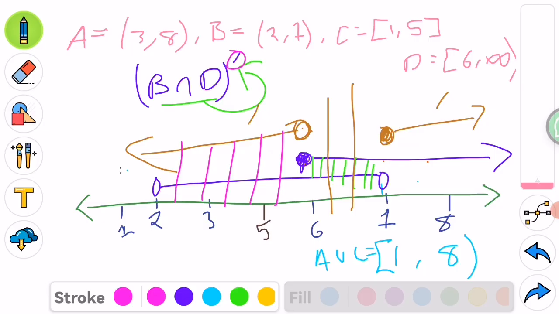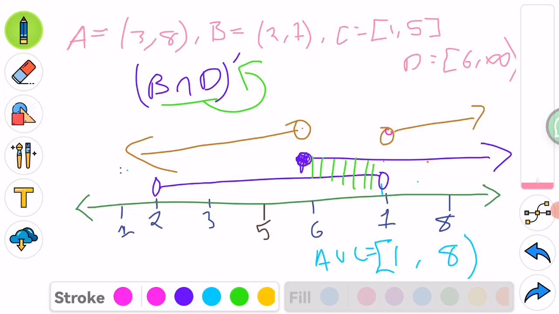So in spite of drawing all these doodles, we know that B intersection D complement is going to be negative infinity, comma 5 with an open bracket like that. Okay, negative infinity, comma the 5 there with the open bracket, and then union.